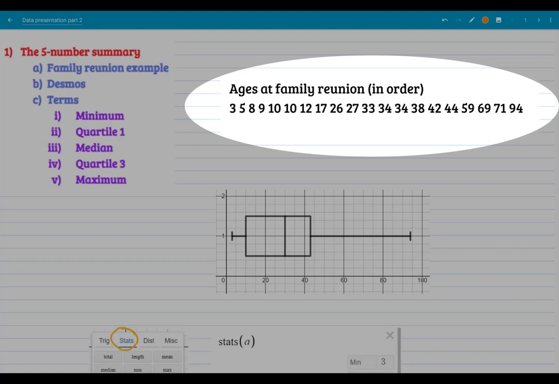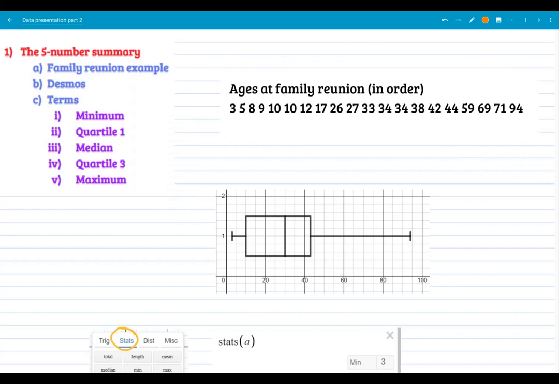If you look at these numbers, you'll know that there are 20 members of this family that came to the reunion. The youngest one is 3. The oldest one is 94. You already know how to put it into Desmos. You did that last week. This week, we're going to talk about what the numbers mean that you're looking at.